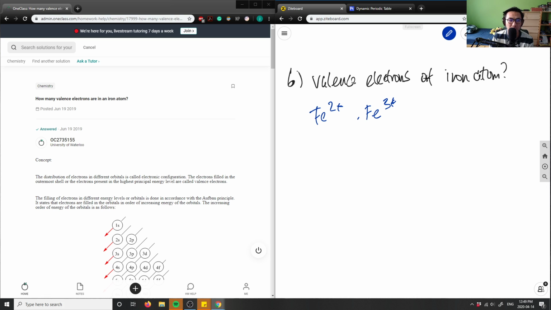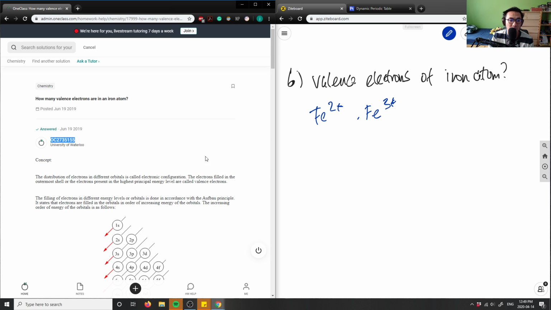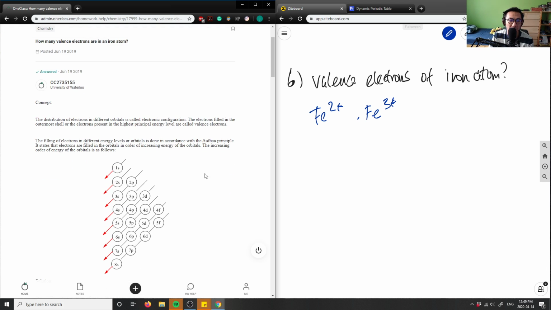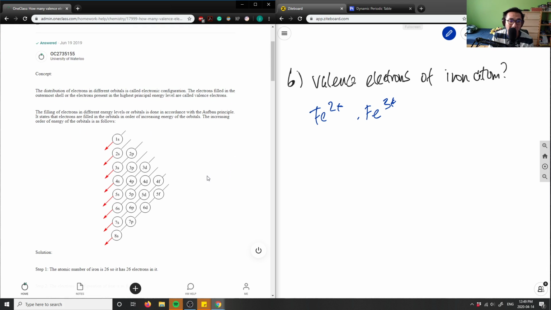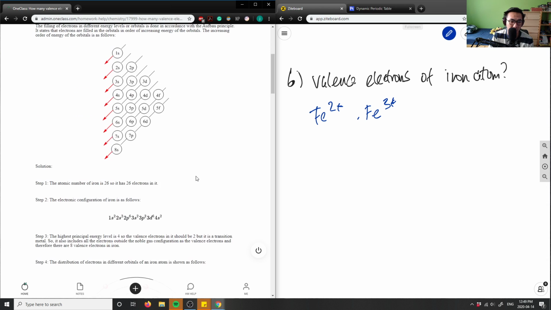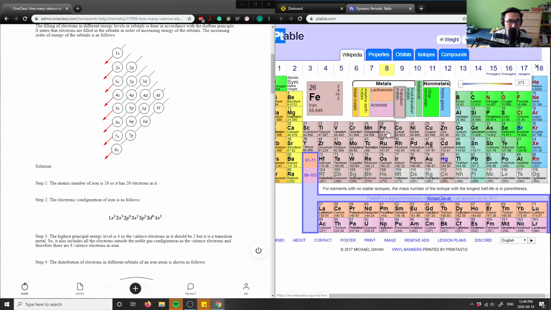For the sake of time, I'm not going to draw it out, because I only have about 10 minutes left, and I really want to get through the other questions. So I'm going to look at the solution, and I see that iron doesn't follow this one here. It follows something like this. The electron configuration of iron is this here. It has 26 electrons, so I'm going to verify that iron indeed has 26 electrons.